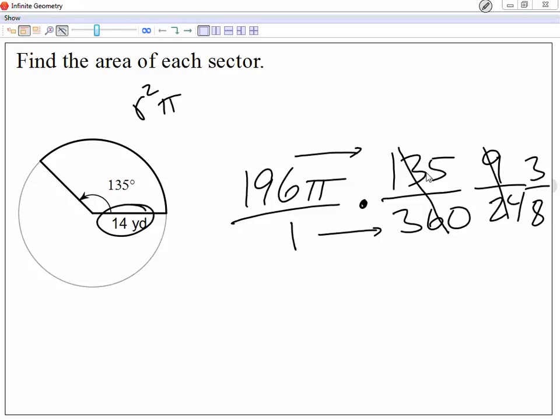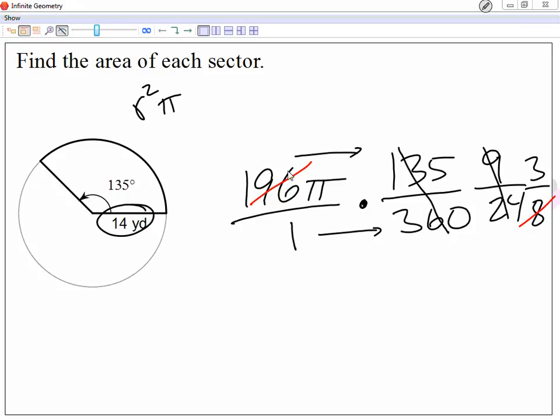Now, remember in proportions, we also used to simplify sideways? But remember back then I also used to tell you guys we couldn't simplify diagonally because we multiplied diagonally. In a fraction, since we multiply sideways, that's the only way we cannot simplify. So that means that 196 and 8, I can simplify.